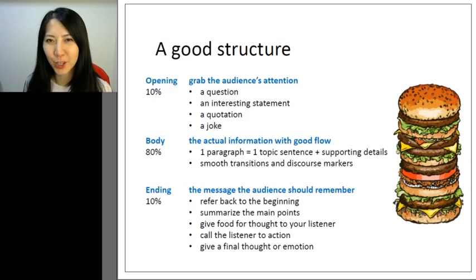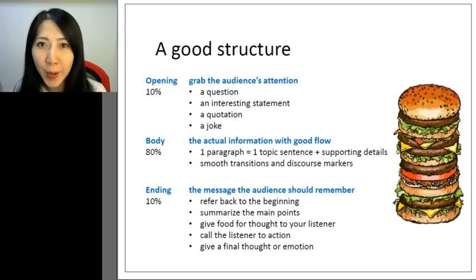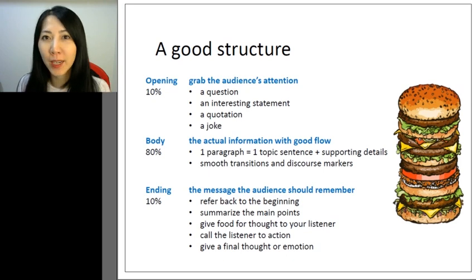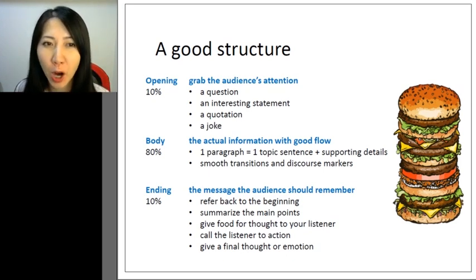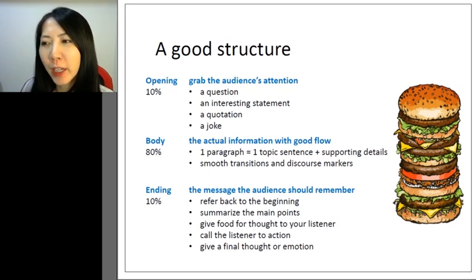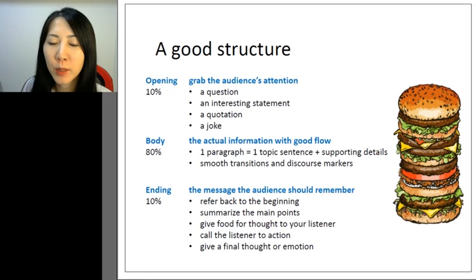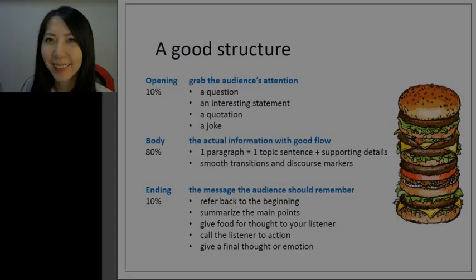Okay, what is a good structure? Basically, you have an opening and an ending holding the body, the actual information of the talk. You can think of this structure like a yummy hamburger. Two yummy fresh buns holding the juicy meat, lettuce, tomatoes, cheese, or whatever you like to put into your hamburger together. All right. Okay, so now let's go ahead and look into more detail.